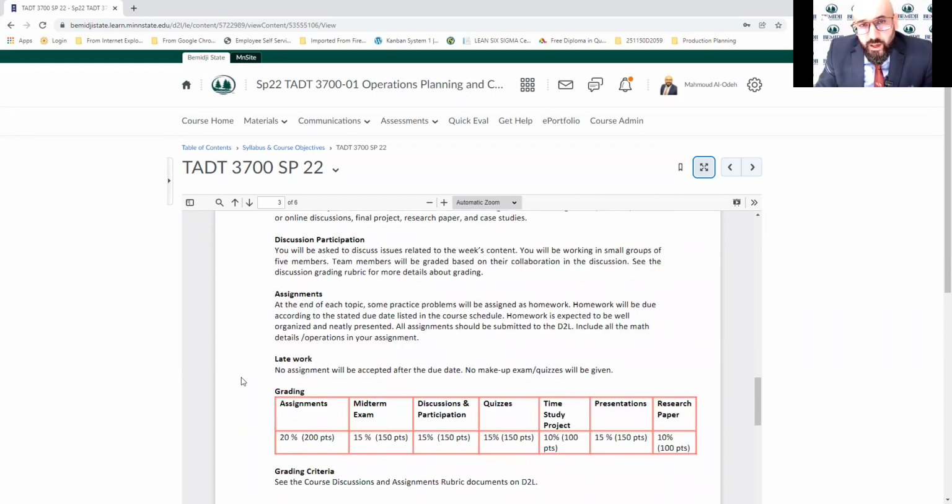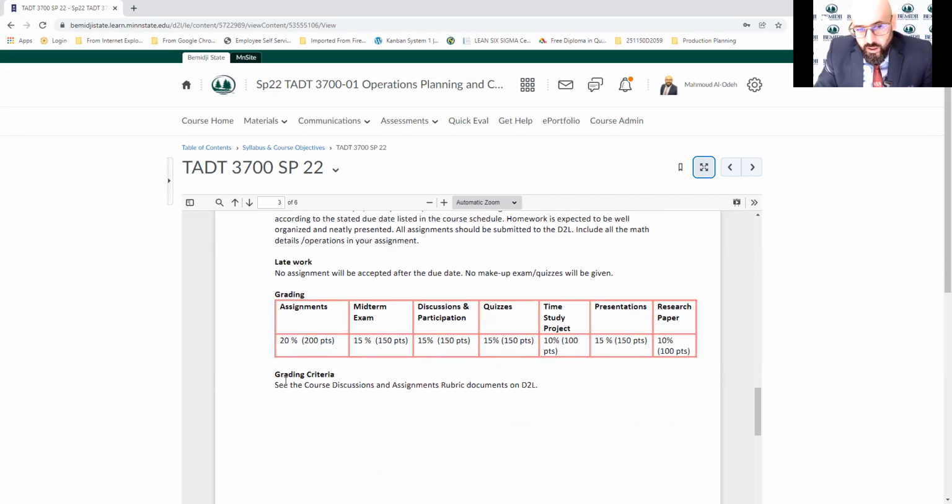Late assignment, I do have a late assignment work policy that I don't accept any late work assignment, because I did provide you the schedule for this course, and so you could plan ahead of time and make sure to meet the deadlines. Grading criteria, here are the grading criteria that I will be using.